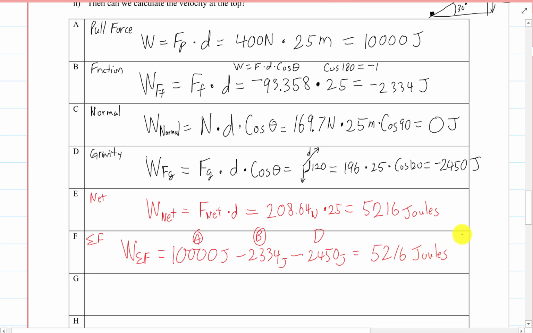Okay, light bulb moment, right? We can get the net force times the distance to get the net work done, or we could just add up the work done by all the forces and get the net work done.